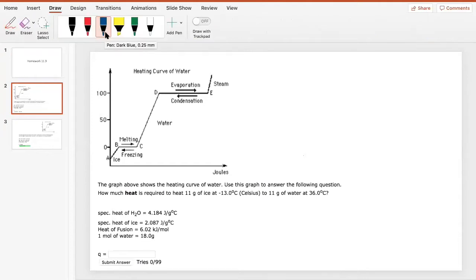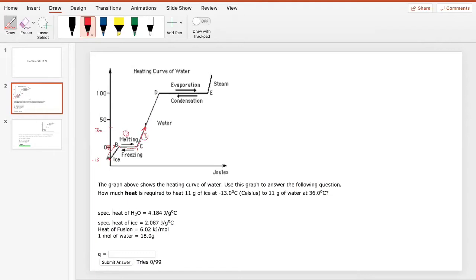The first most useful step is to look at this graph and plot what happens to our system as it goes through gaining heat. So we start down here as ice. We're at negative 13 degrees Celsius. To get from A to B, we have to gain energy. That's going to be step 1. Step 2, we have to gain energy and undergo a phase transformation. And then step 3 has us going all the way up to 36 degrees Celsius and then stopping there.